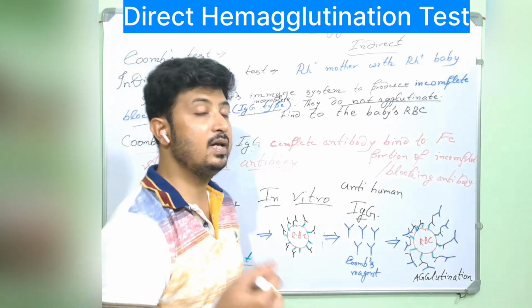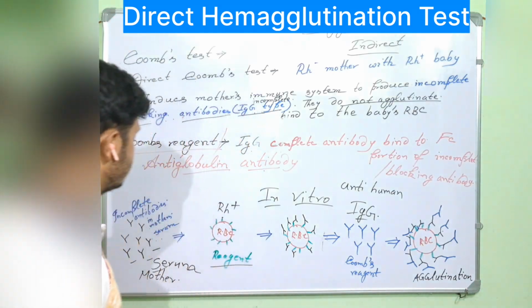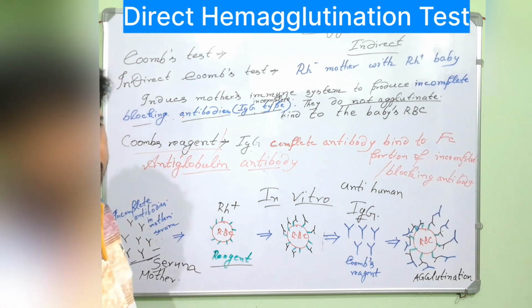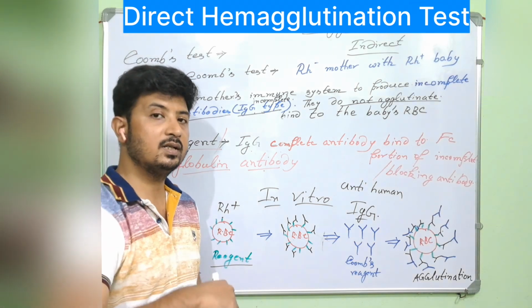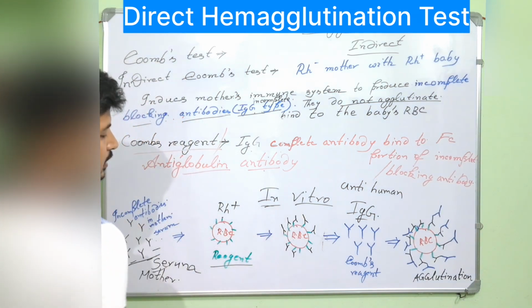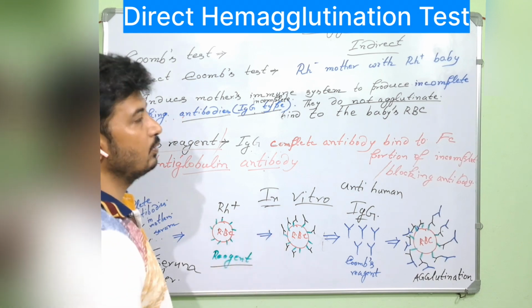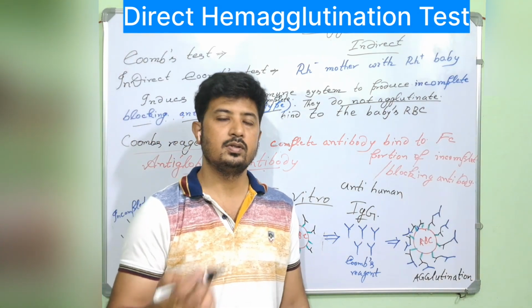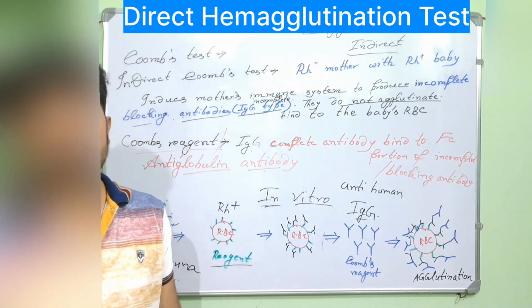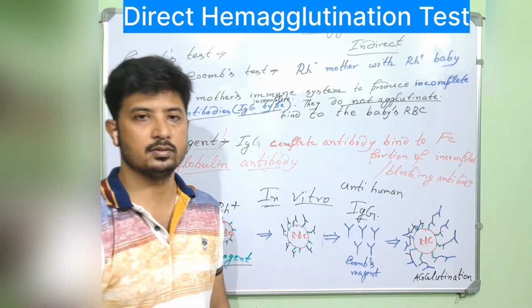So that is why it is an indirect Coombs test, because it is detecting the circulating antibodies. Which antibodies? The incomplete or blocking antibodies that are produced during the first pregnancy and detected after delivery of the baby. So it is an in vitro situation. That is why it is an indirect Coombs test. This Coombs test follows the principle of direct hemagglutination.